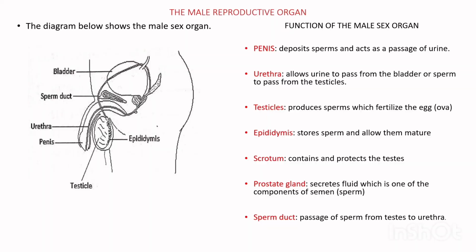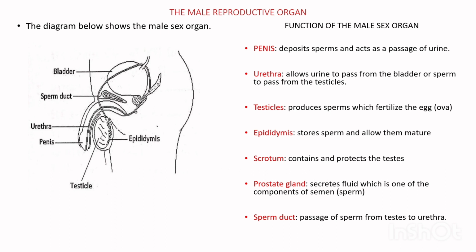So in this unit, we will look at the male reproductive organ. We need to know the function of the bladder, the sperm duct, the urethra, the penis, the testes, and so on. This video is similar to the video that I just recently sent, but with different explanations which you also need to know. The diagram below shows the male sex organ.